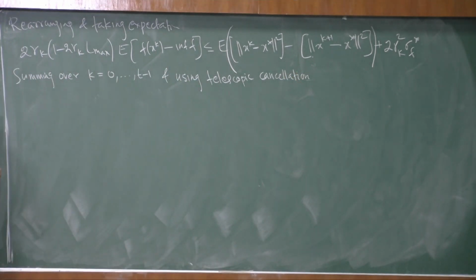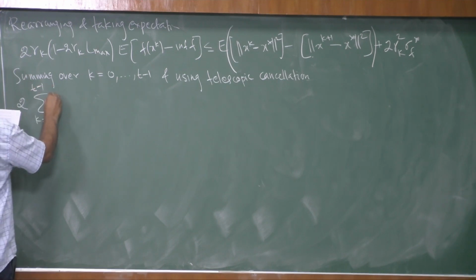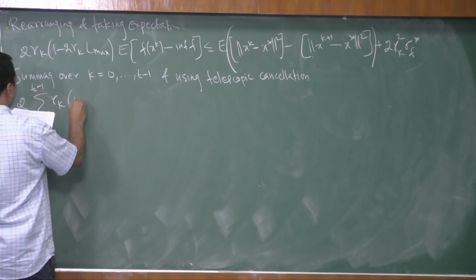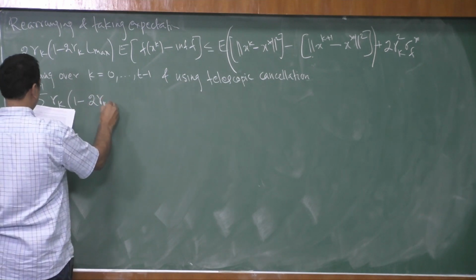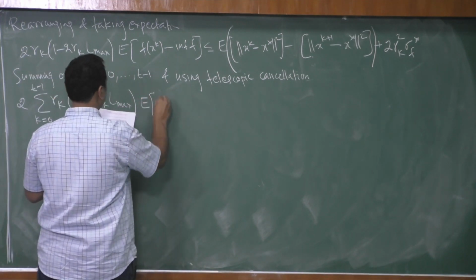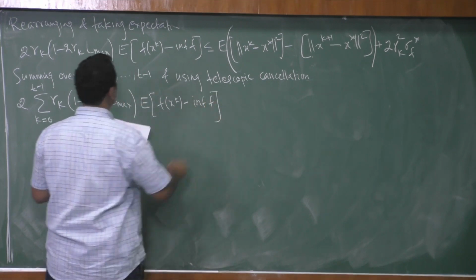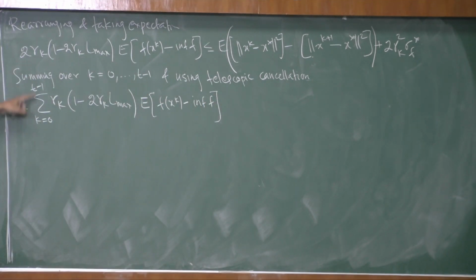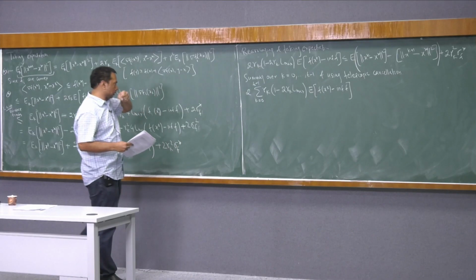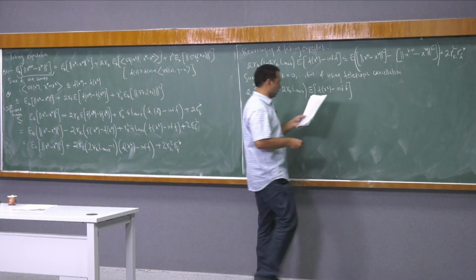So what we get is, on the left hand side, 2 times the sum of k equals 0 to t minus 1 of gamma k, times 1 minus 2 gamma k L max, times the expectation of f of xk minus the infimum of f. So that's basically the left hand side. We just summed it, k equals 0 to t minus 1. Okay, so the left hand side we are okay, and now let us see the right hand side.